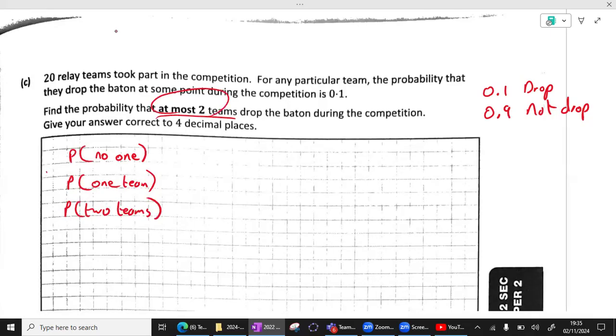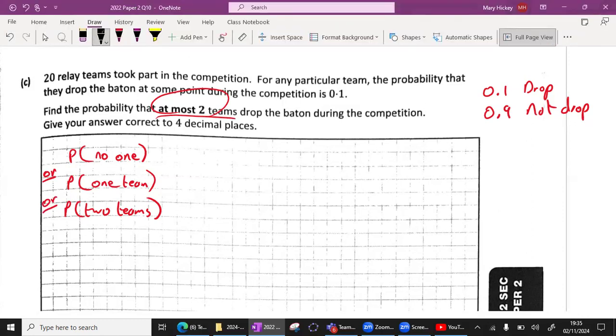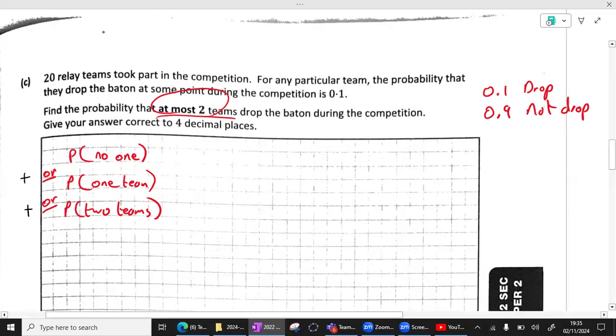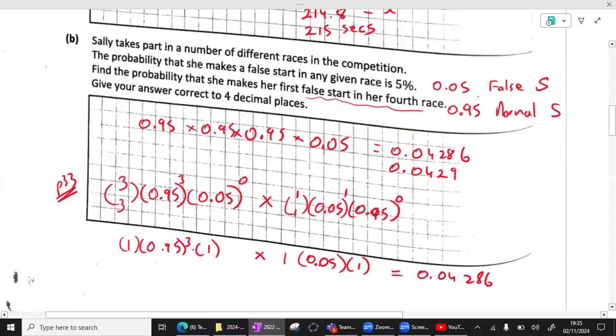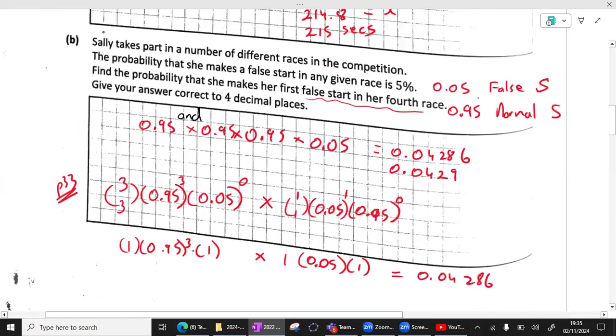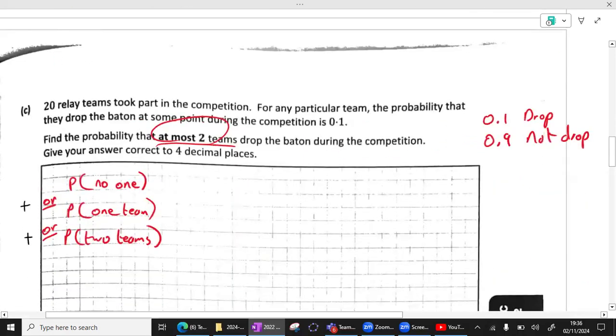And these are "or". So it could be that no one drops it, or one team drops it, or 2 teams drop it. So when I go to do my answers in a moment, remember "or" is plus. So I do not multiply my answers. Like in the last question here, these are "and". So it says, you know, didn't have a false start, and didn't have a false start, and didn't have a false start, and did have a false start. So these are "and". Anything to do with "and" is multiply. Anything to do with "or", one or the other, is addition. So just be careful with that one.